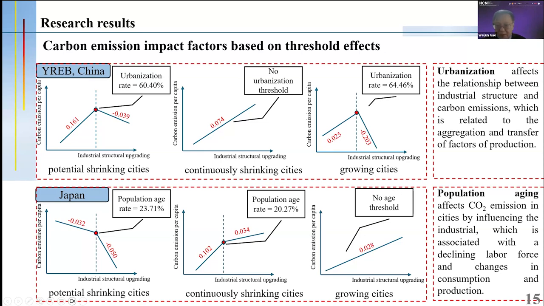In Japan, in continuously shrinking cities, the aging rate is the main factor. When the population aging rate is, for example, 20%, the promotion effect of industrial structure upgrade on carbon emission is not very strong. You can see this line is not. It means the carbon emission change from the industrial structure is very weak.